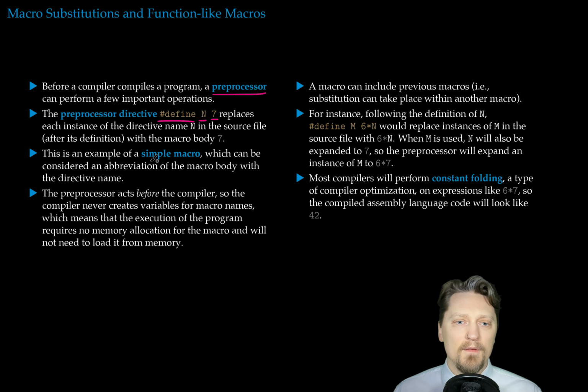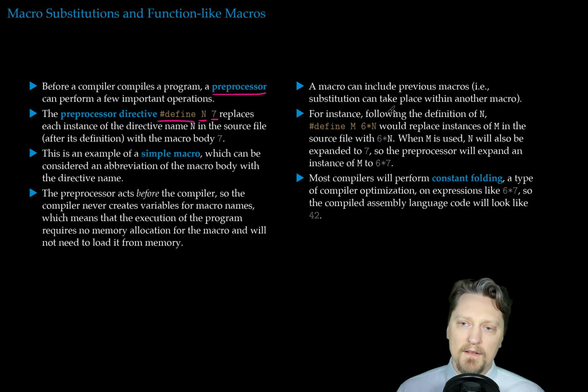This is an example of a simple macro, which can be considered an abbreviation of the macro body with the directive name. The preprocessor acts before the compiler, so the compiler never creates variables for macro names, which means that the execution of the program requires no memory allocation for the macro and will not need to load it from memory. A macro can include previous macros, i.e., substitution can take place within another macro.